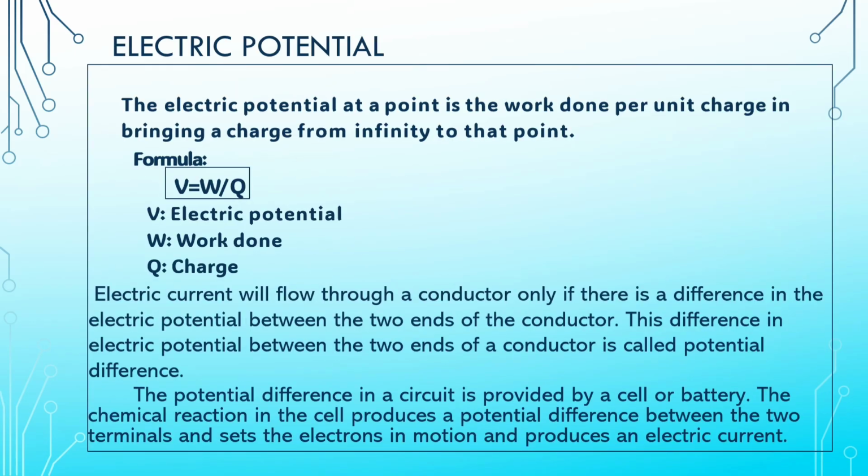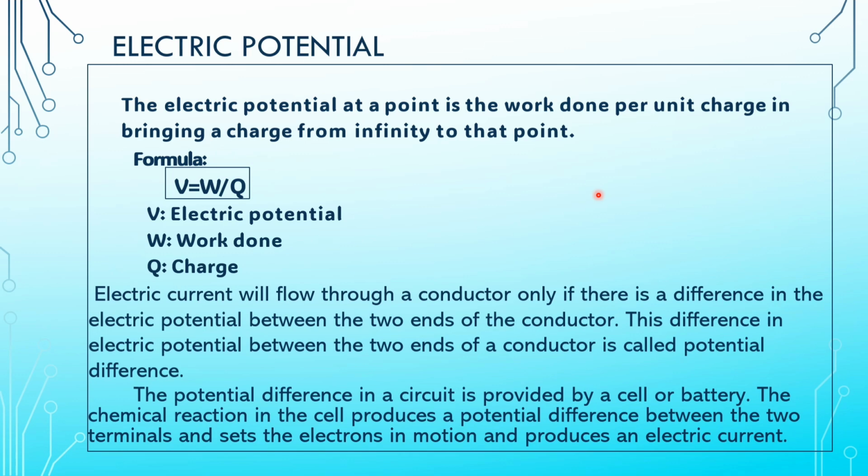Electric potential. The electric potential at a point is the work done per unit charge in bringing a charge from infinity to that point. It is given by the formula V is equal to W by Q. Here V is the electric potential, W is the work done and Q is the charge. Electric current will flow through a conductor only if there is a difference in the electric potential between the two ends of the conductor. The difference in electric potential is called the potential difference.